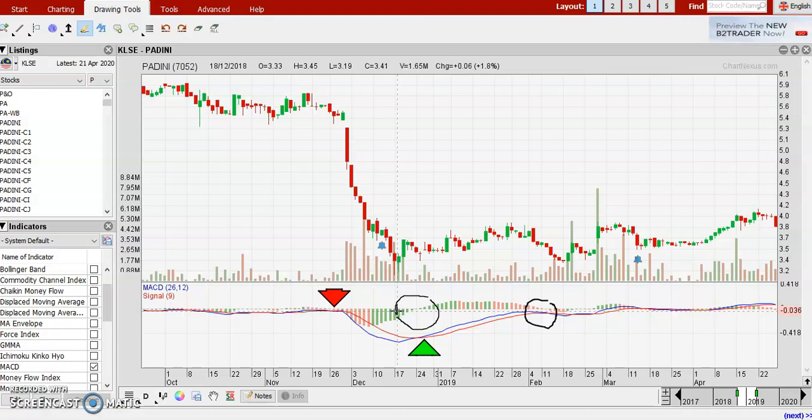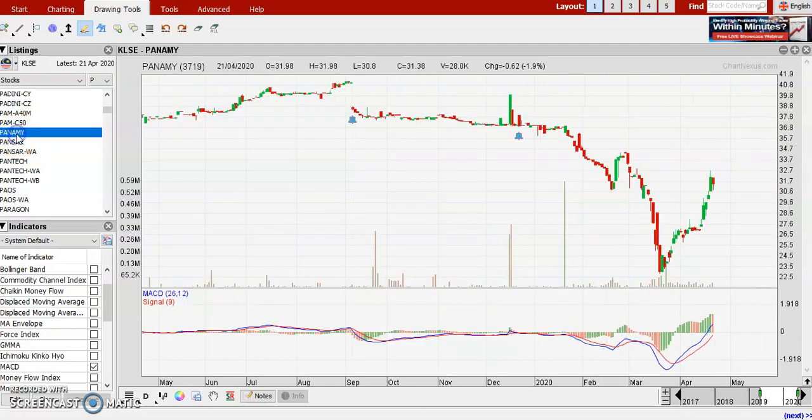Okay, let's see another example. We use another stock, maybe Panamai. Okay, we look into this current situation. It's very interesting, because previously it was a downtrend, and then at the end of March it started an uptrend. So we want to see whether we have the opportunity to invest in the stock. First, we look at the previous history.